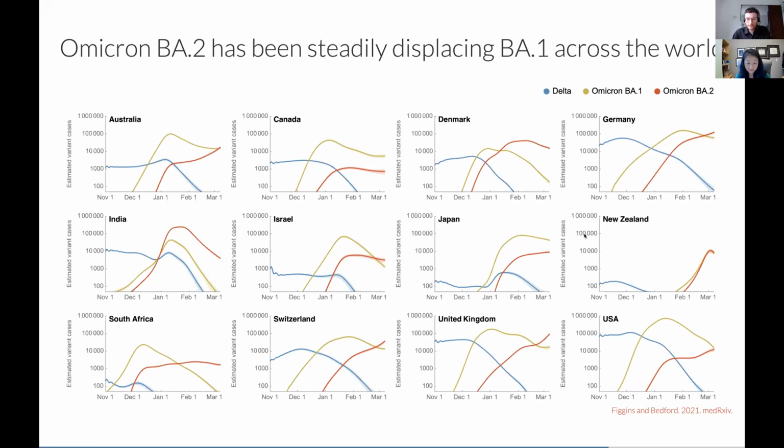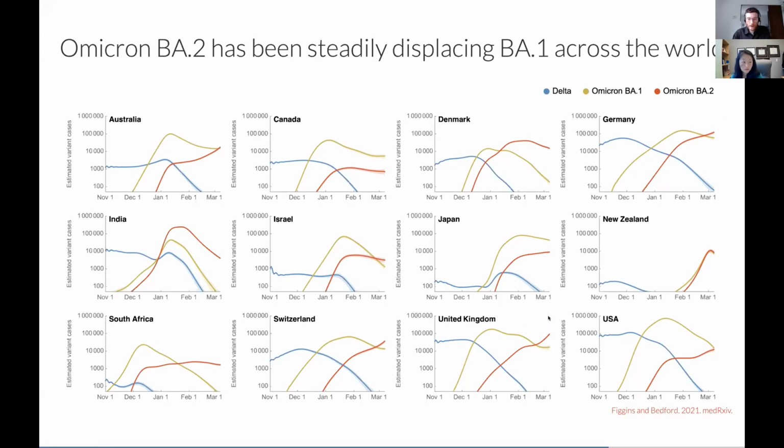And so we see BA2 taking off, and that appears really to be what's been driving the upticks that we've seen in some European countries, Germany, UK, Switzerland, where in absolute terms BA1 had been on the decline, but BA2 is now increasing in frequency, increasing in absolute prevalence.